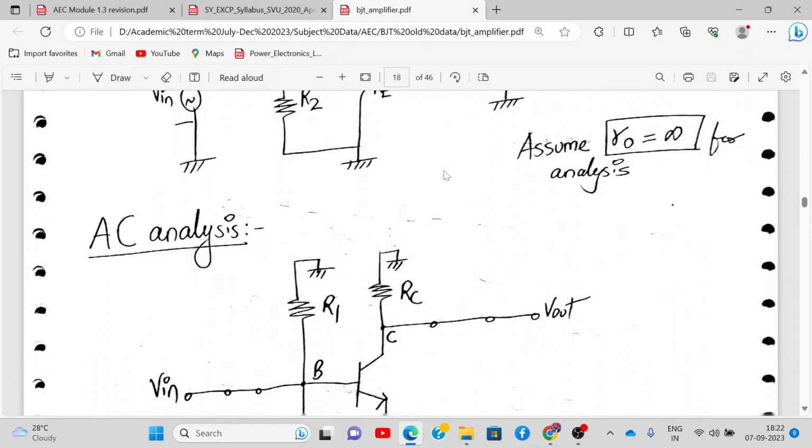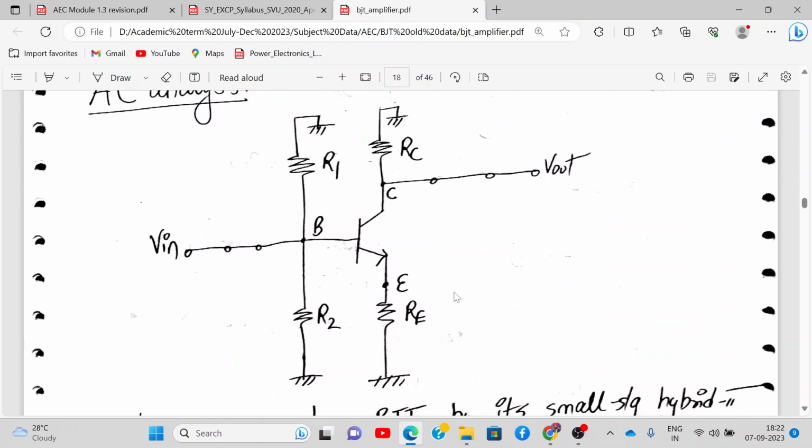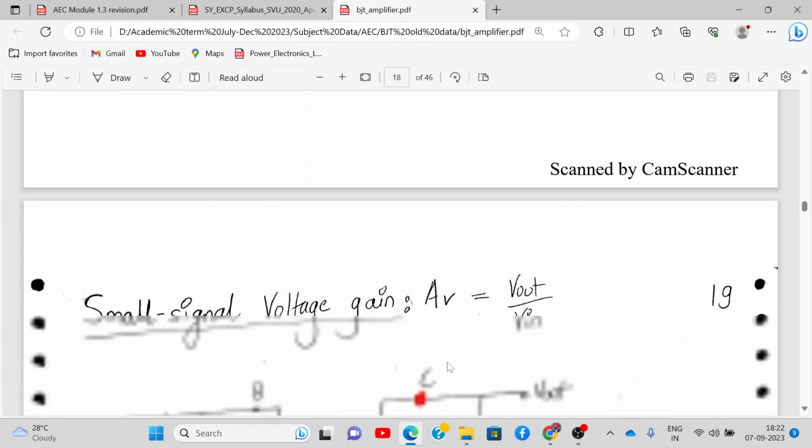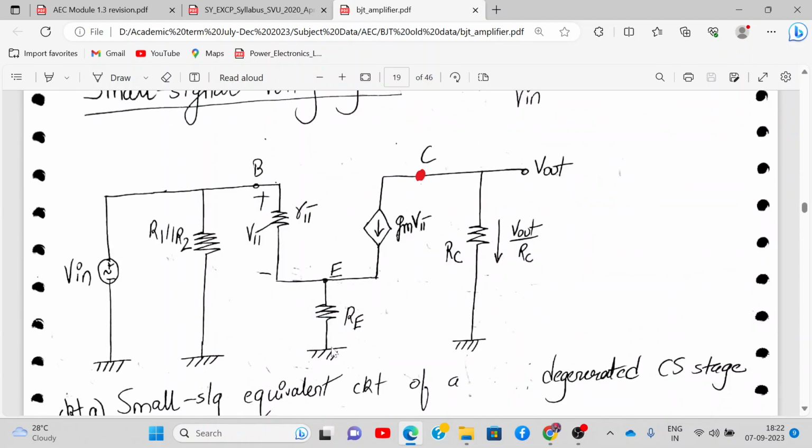There's already a PDF document. Okay, we'll go through the AC analysis. So this is the AC analysis. Everything remains same, but only thing is emitter terminal is not grounded now. See, emitter terminal is not grounded now. Rest everything is same. All right.